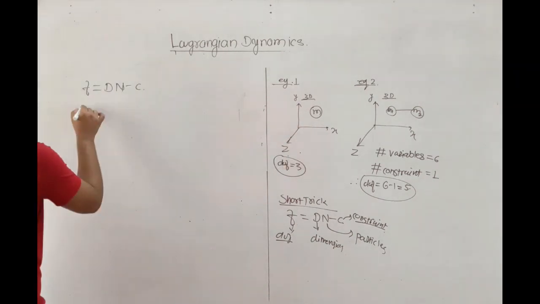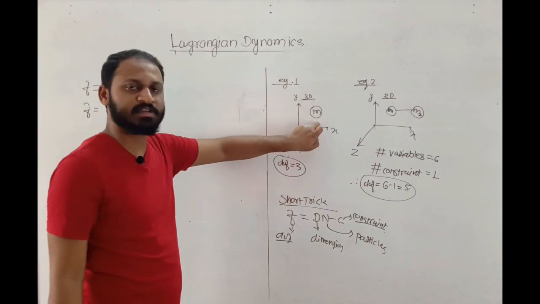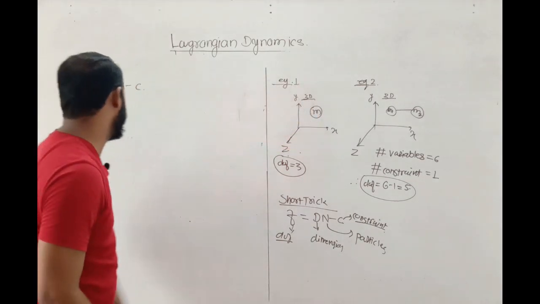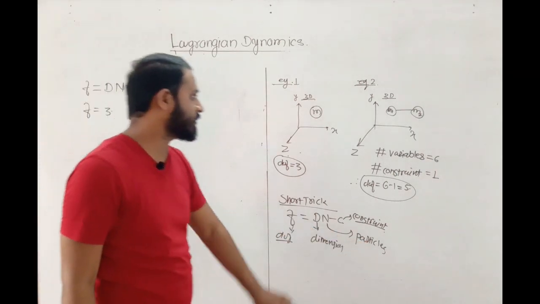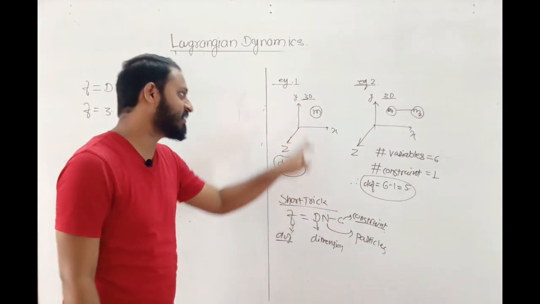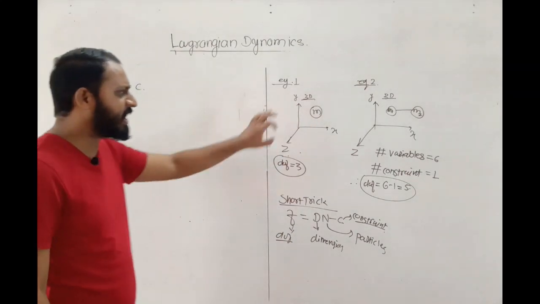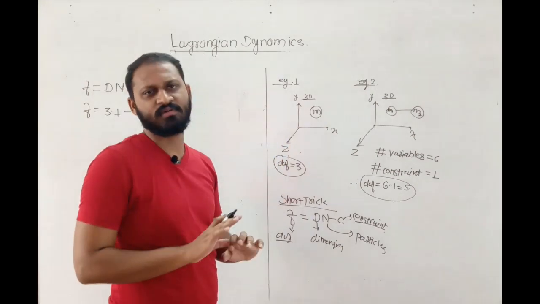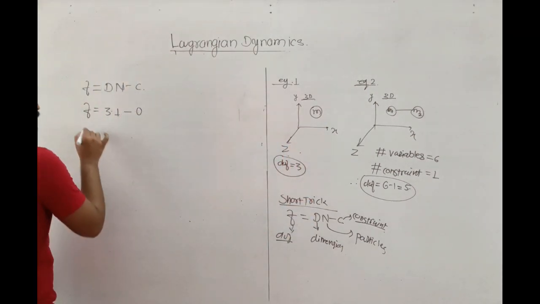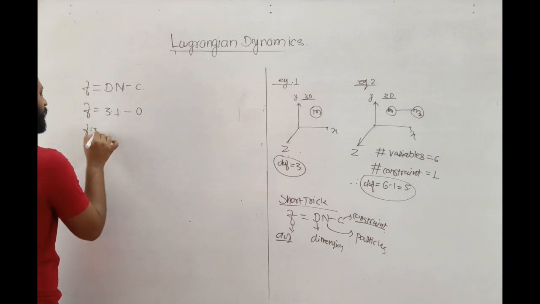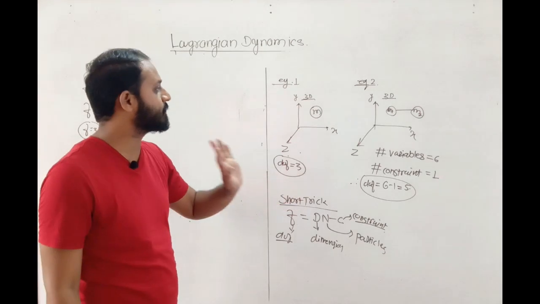Now see, f equals to, d means dimension. In which dimension is this particle m? 3-dimensional. Now see, n means the number of particles. How many particles are there? Only 1, so into 1. And is there any constraint on this particle? No, there is no constraint. Constraint is 0. Therefore, f equals 3 into 1, 3. Degree of freedom is how many? 3.